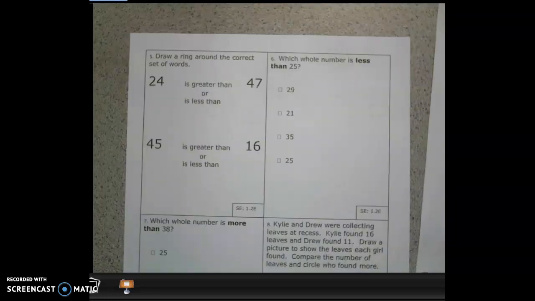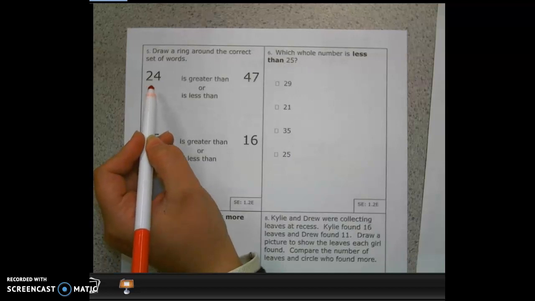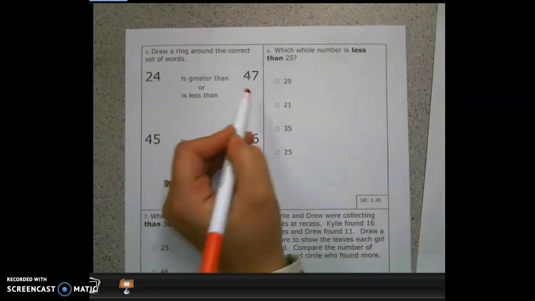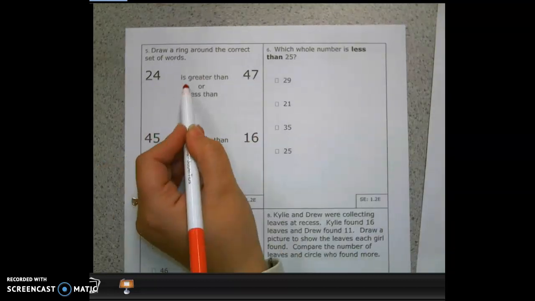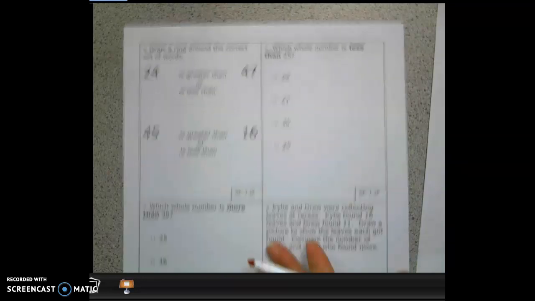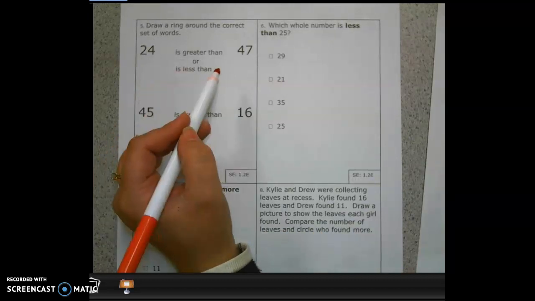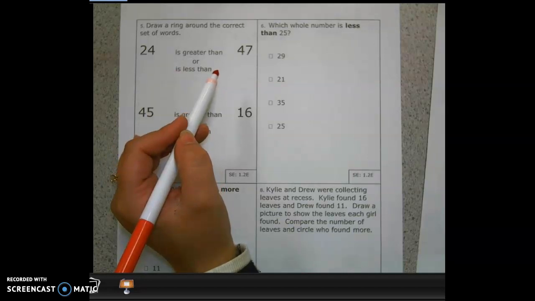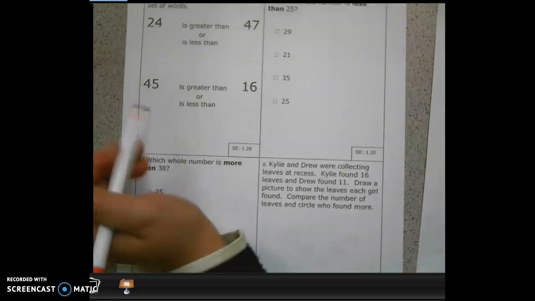Number 5. Draw a ring around the correct set of words. Let's read that all together. Are we going to put greater or less? Okay, if you need to draw a picture of your 10s and 1s to help you, I would recommend that. Do you have to do that? No. If it helps you, should you do it? Yes. Let's see, what number is this?